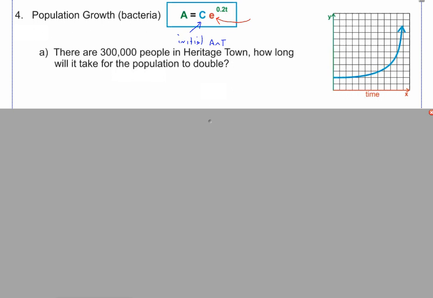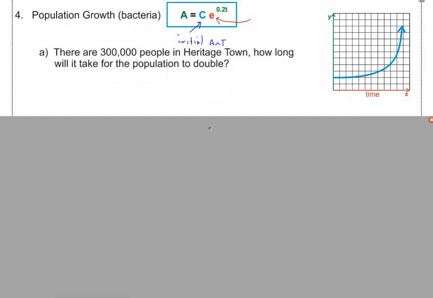There are 300,000 people in Heritage Town. How long will it take for the population to double? By the way, I think you have a money sign up there that you need to scribble through, which I got rid of in my presentation. So in this situation, we need to solve this for when the population doubles.